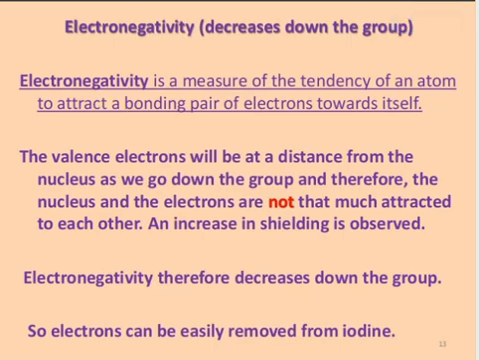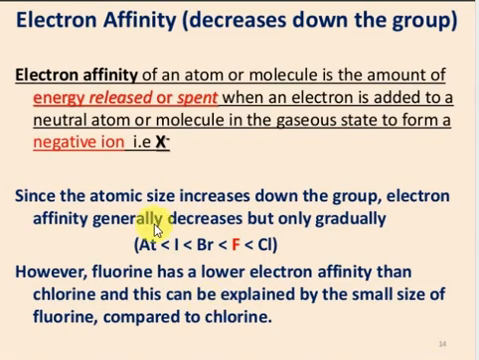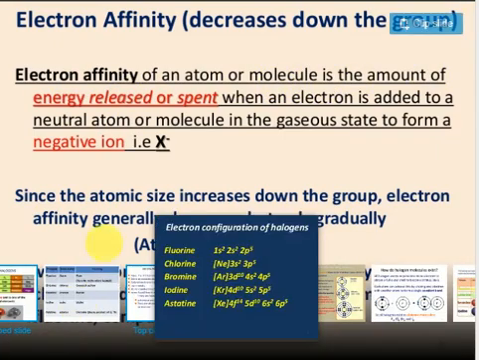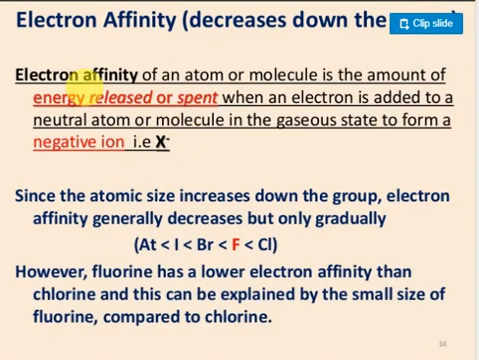Next one, students, is electron affinity. What is electron affinity? It decreases down the group. The electron affinity of an element, atom or molecule is the amount of energy released when an electron is added to a neutral gas atom or molecule.